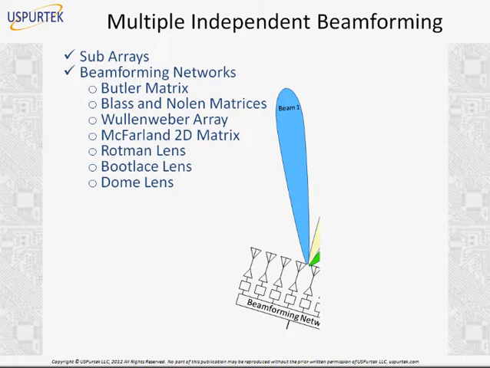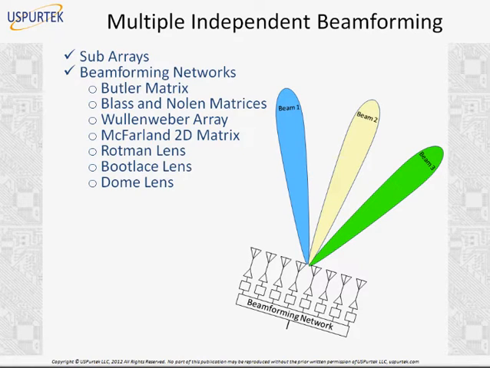Now, multiple independent beam forming. Now, arrays typically can be used to form multiple independent beams which transmit in different directions at the same time. We could use sub-arrays or we could use beam forming networks. There's a list here: a Butler matrix, Blass and Nolen matrices, Wullenweber array, a McFarlane 2D matrix, Rotman lens, Boot-lid lens, and dome lens.